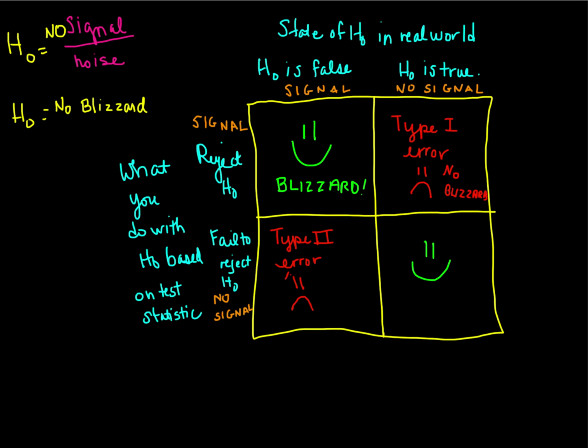Now, this is really bad, right? So here there actually is a blizzard coming, and you don't think there is one coming. So you haven't gone to get your milk and your eggs and your extra water and your bread. You're caught unprepared. So a type 2 error can be pretty problematic.